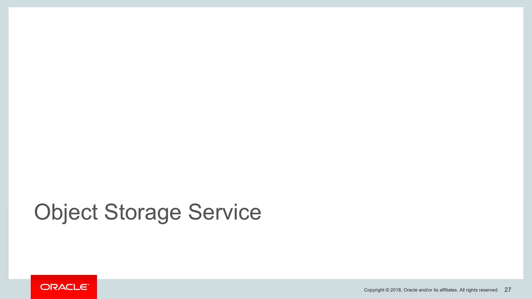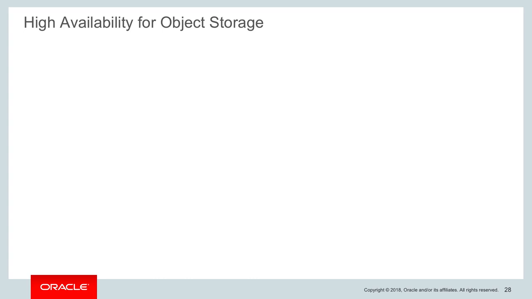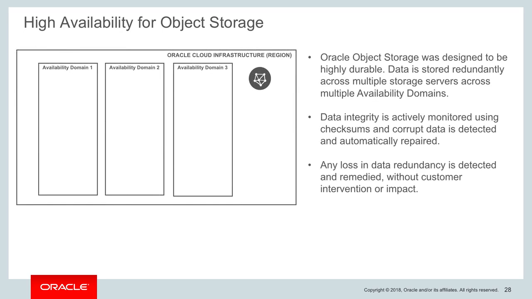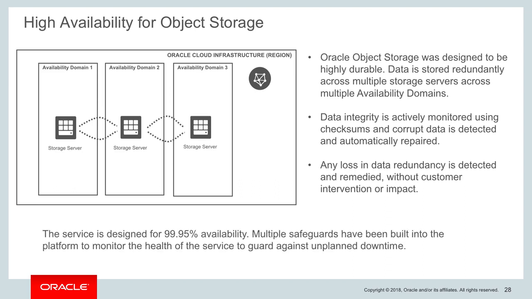All right, so object storage. Just to give an overview of object storage, I want to give you a look at high availability. When you put data in a bucket on object storage, we have storage servers that replicate the data across availability domains. So your data is highly durable, right? It is stored redundantly across multiple storage servers, across multiple availability domains. It's highly available. Any loss in data redundancy is detected and remediated without customer intervention or impact.